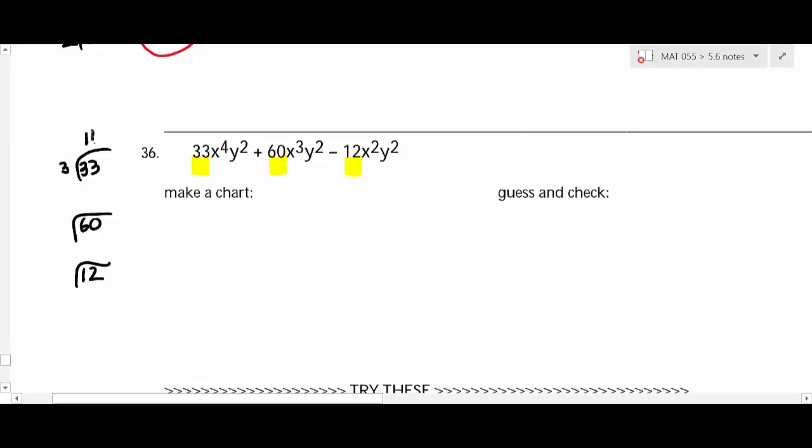33 divided by 3 is 11. 60 divided by 3 is 20. 12 divided by 3 is 4. Okay, now look at the results. Is there any number that goes into 11, 20, and 4 at the same time? Just one. That means we succeeded.